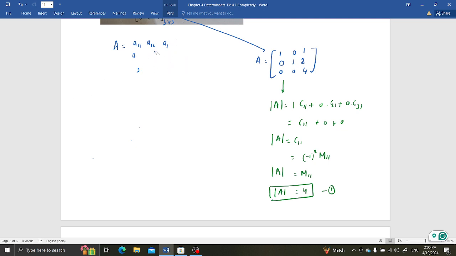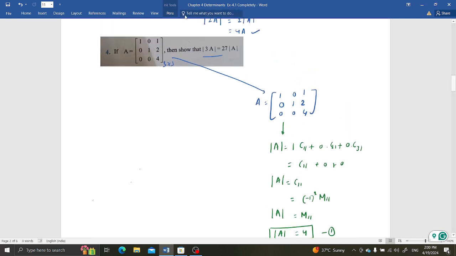Here we can observe that this is the determinant of A that I found. Now what is 3A? 3A means we need to multiply 3 to each entry of A. So 3, 0, 3, 0, 3, 6, 0, 0, 3 fours are 12. So this is our 3A.